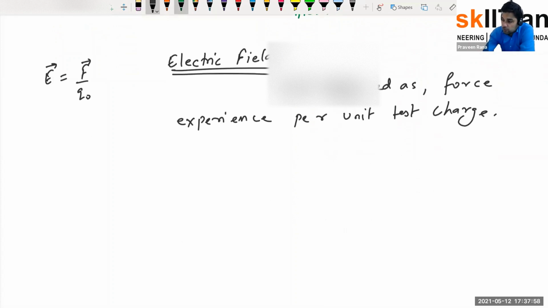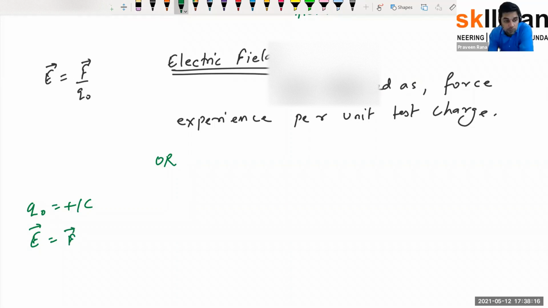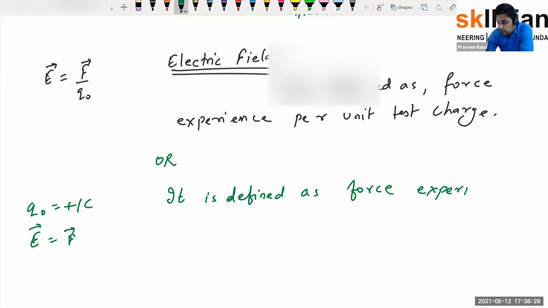Now, electric field can also be stated as, let's say the Q naught, this very unit charge, is equal to +1 coulomb. What do you think will be the value of electric field? Force. Yes, exactly. So it will be equal to force. So I can also say that electric field is defined as force experienced.